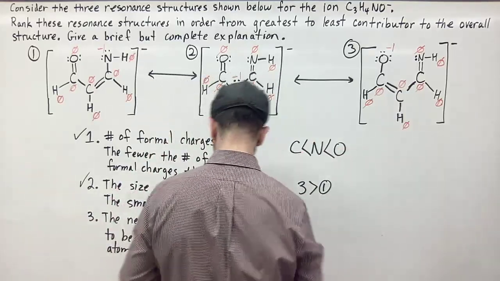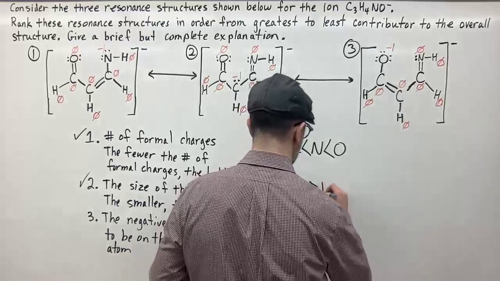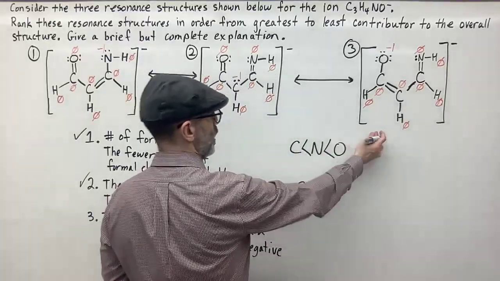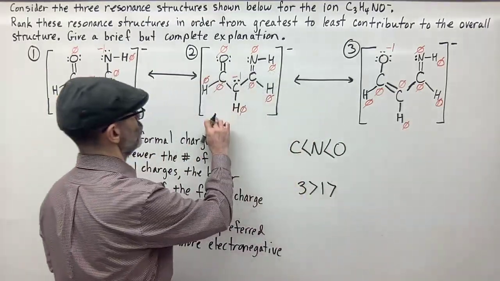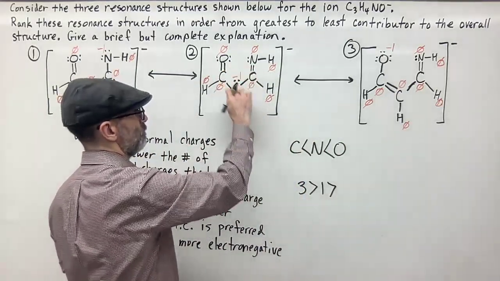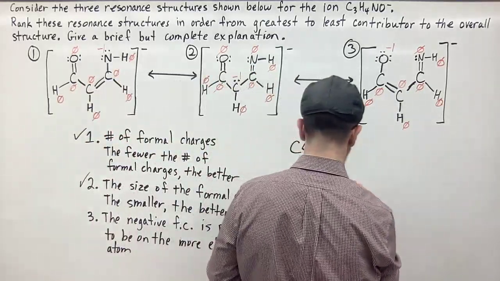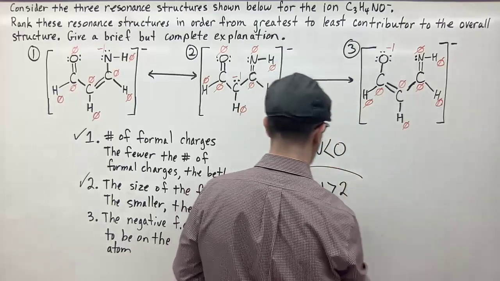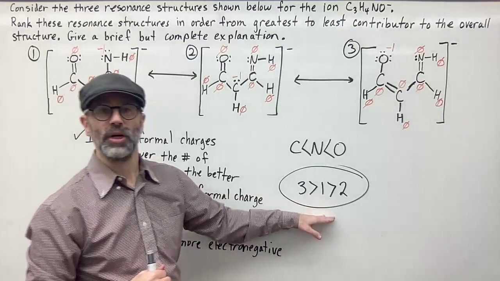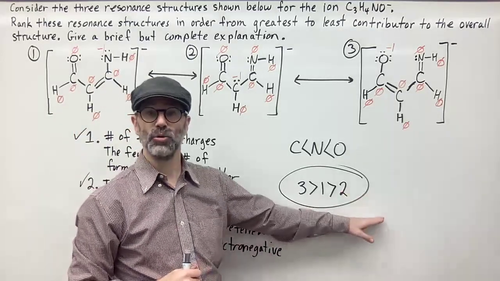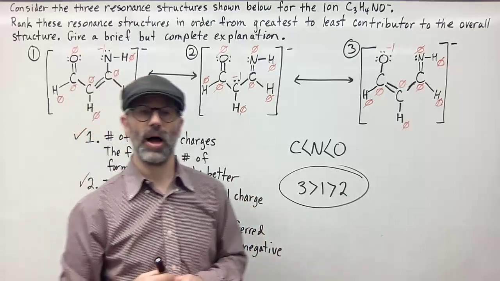It doesn't have as great of a contribution as number 3 does, but it does have a greater contribution than number 2, where here the negative is on the least electronegative atom of the 3. So then that would be number 2. So that would be the order of greatest to least contributor to the overall structure of the molecule.